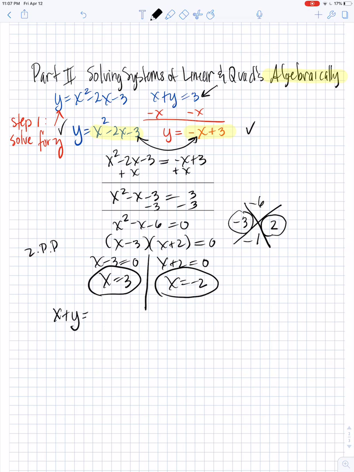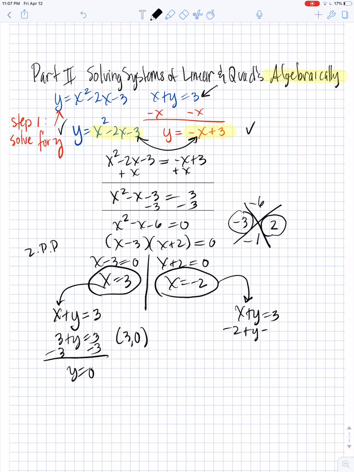I have this original equation, x plus y equals 3, and now I'm just going to plug that in. 3 plus y equals 3, and I'm going to solve for y, and that will give me the ordered pair of 3 and 0. And I can use that same linear function, x plus y equals 3, and plug in this x value, negative 2 plus y equals 3, and all I have to do is add that 2 over, and I get y equals 5. So that gives me the ordered pair of negative 2 and 5.